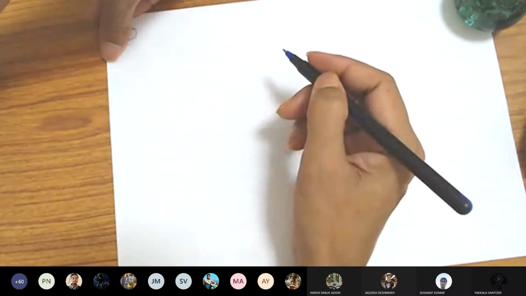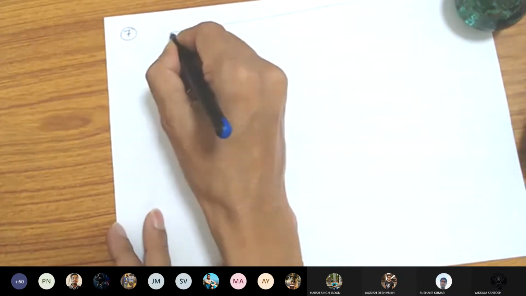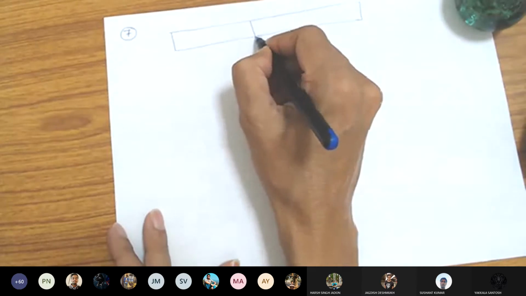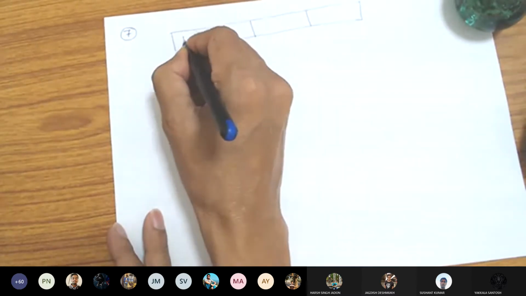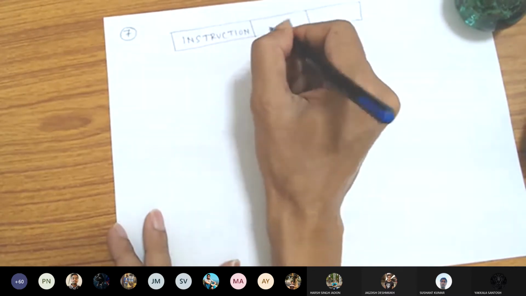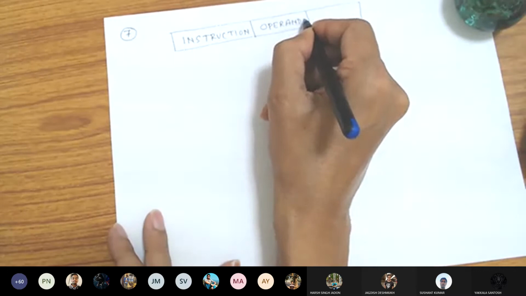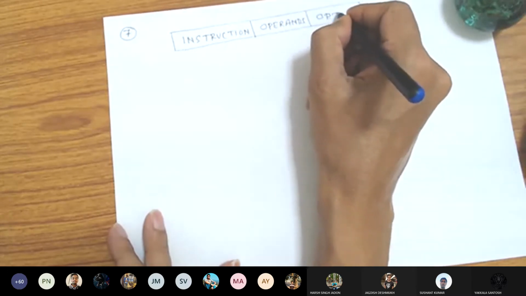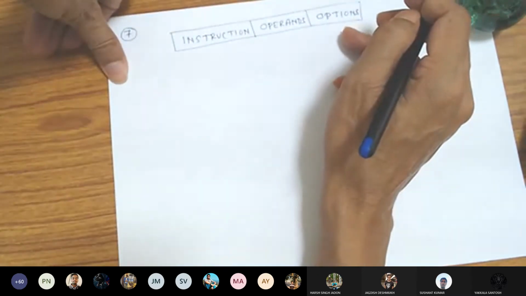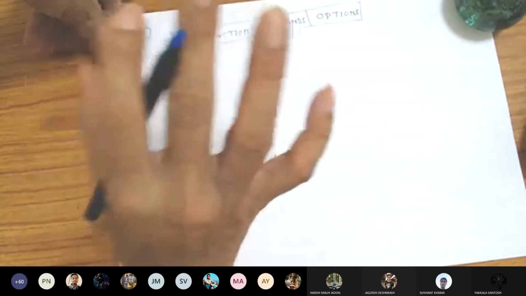What do we mean by instruction? The components that I was talking about on the last page, if you remember, I wrote like this. This is instruction. Operands. There may be some other options. These instructions can be of, I'll take some examples only.